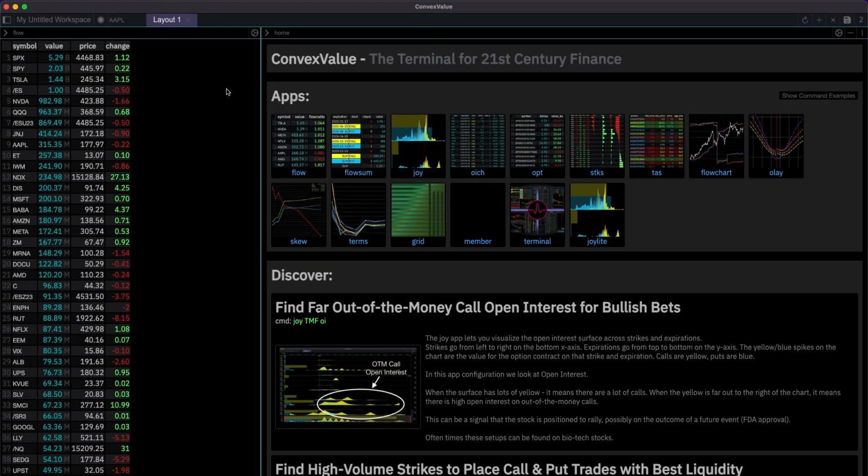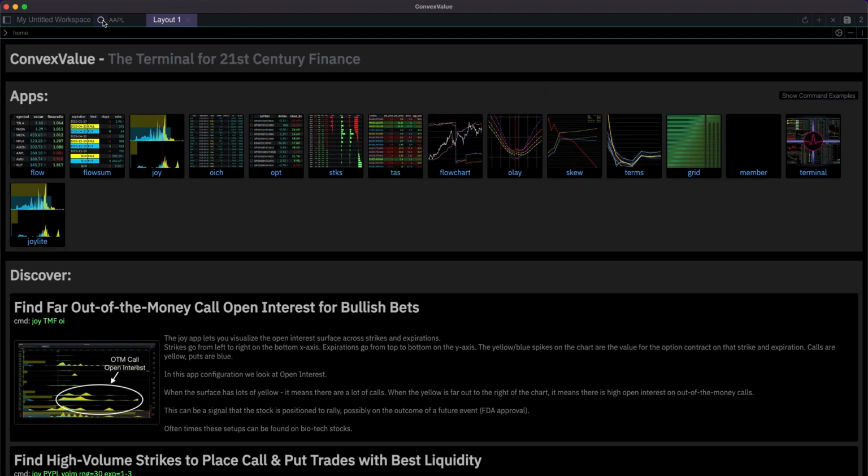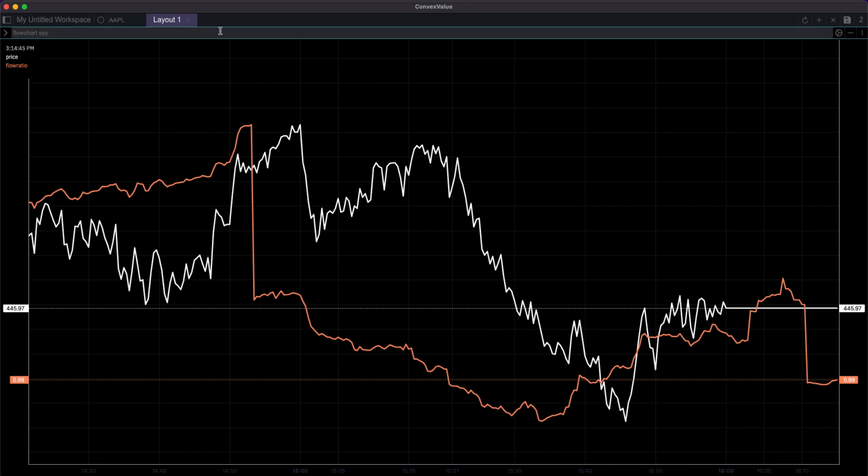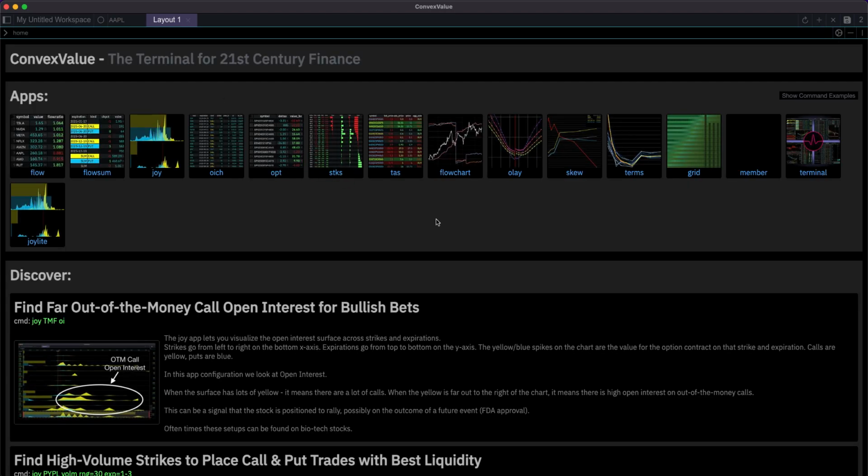New workspace. We're gonna get rid of this flow tab here. Let's look at, oh, I guess we can look at flowchart. This is not right now. Market's closed. We'll wait for futures. For that, let's look at terms then.